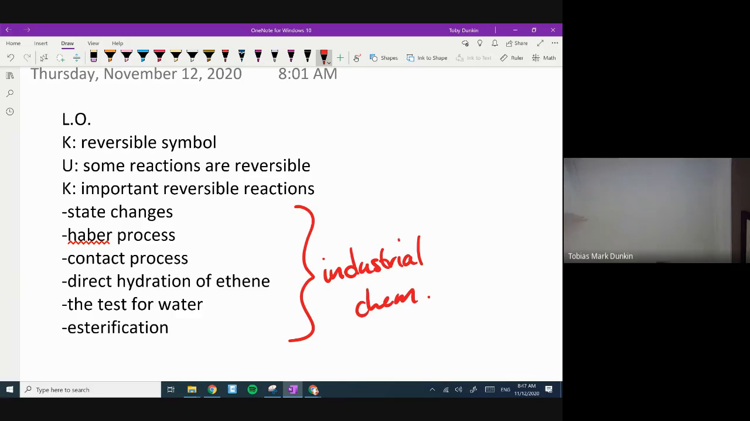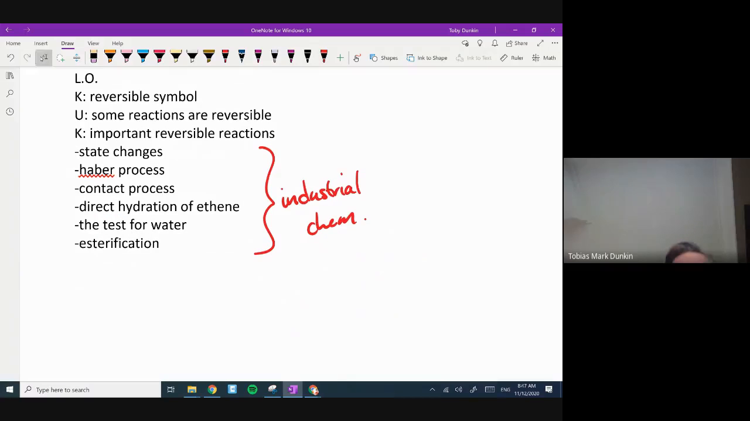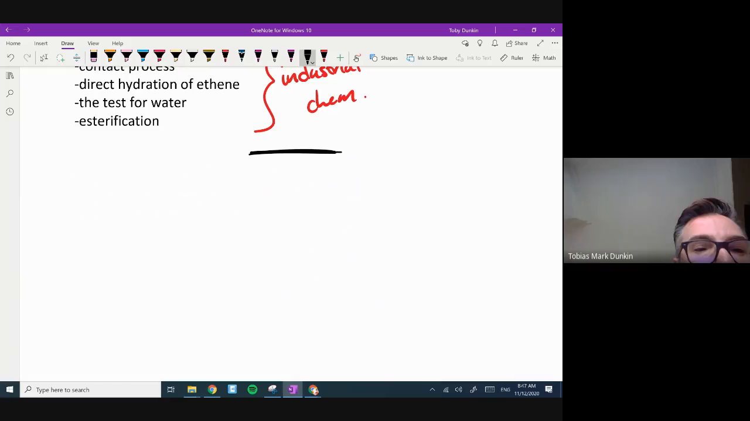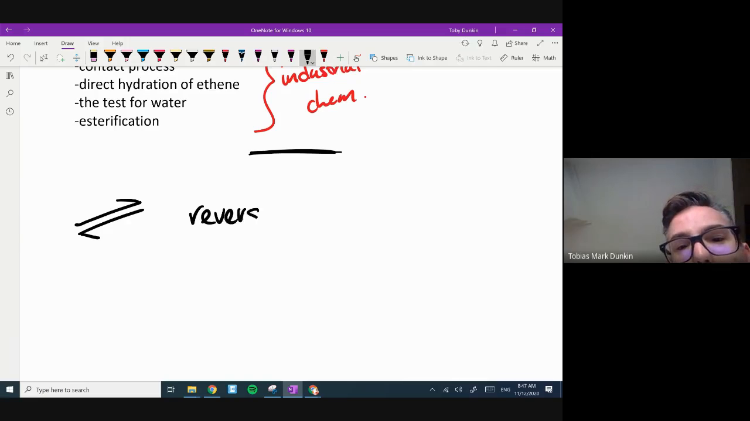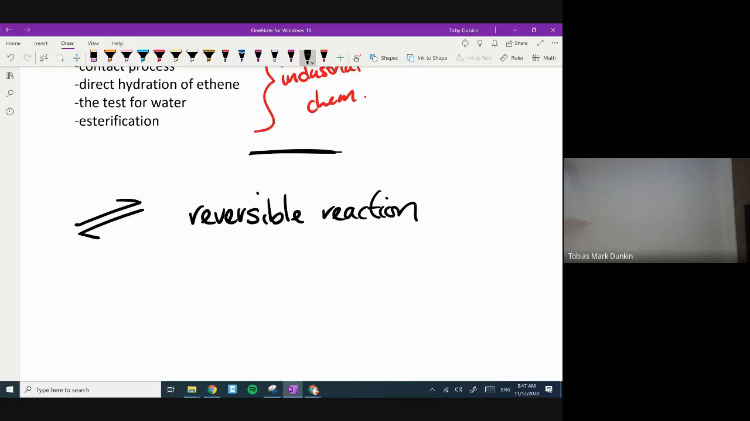Okay, so I think let's tick off the first learning objective, and I'm pretty sure that most people already know this one anyway. So this symbol, yeah, that symbol there stands for reversible reaction, and I'm pretty sure that everybody already knows this. Yeah, reversible reaction. Now, at the end of this topic, I'm actually going to come back to that symbol because I really need to reinforce that this symbol means reversible reaction. That's all it stands for.